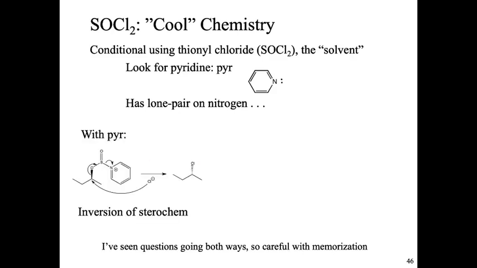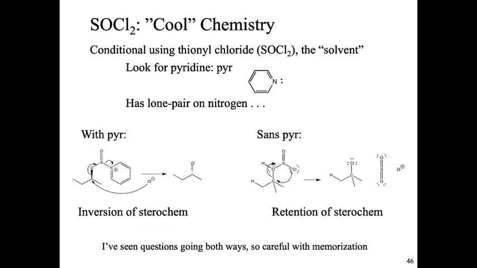Okay? So that is kind of a neat system behind this. So with pyridine, we get inversion of stereochemistry. You get rid of the pyridine, you get retention. Okay? It's kind of a neat question in that respect because we can use the exact same reagent and get two different stereochemical results. Okay?